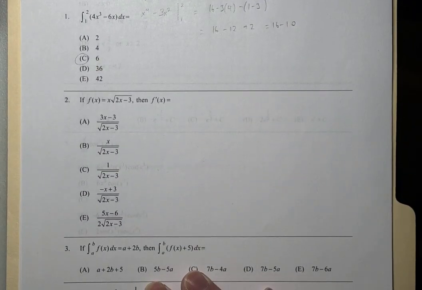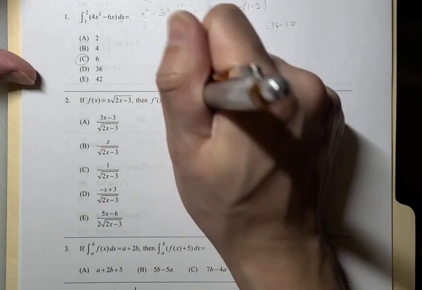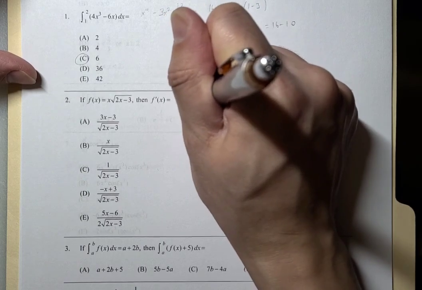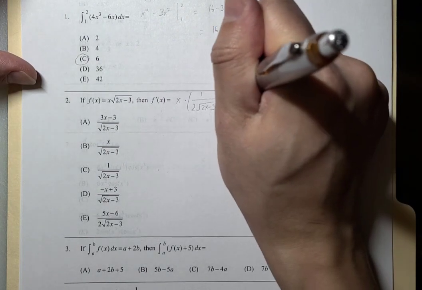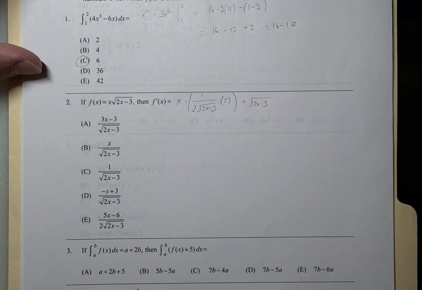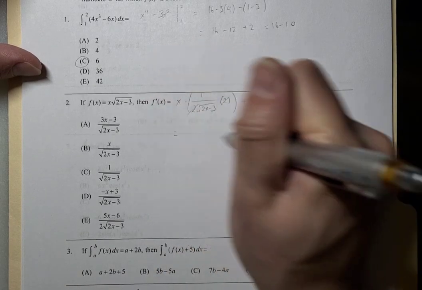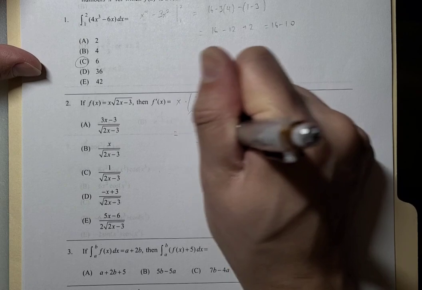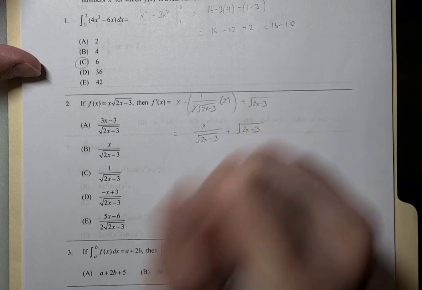Moving on, f of x is x times the square root of 2x minus 3. F prime, we need product rule. First, d second, plus second, d first. So first, d second: what's the derivative of the square root term? It's 1 over 2 root 2x minus 3 times the derivative of 2x minus 3, that's just 2, okay? Plus second, d first, the derivative of x is just 1. We can see these 2's can cancel. Now we have x over square root 2x minus 3 plus square root 2x minus 3.